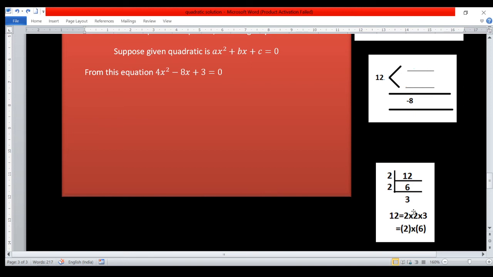So this combination will always give a product of 12, and we want to choose the best possible option. 2 into 6 is also 12, and the sum is 8. So I want to go with these numbers, 2 and 6. 2 sixes are, sorry, 2 sixes are 12, and the sum is 8. That's what I want to go with.